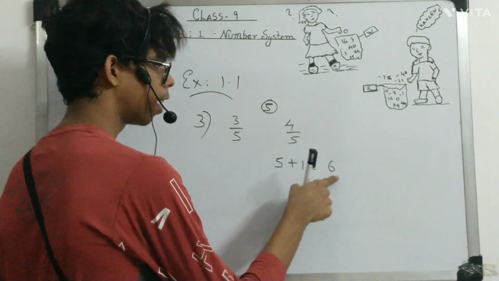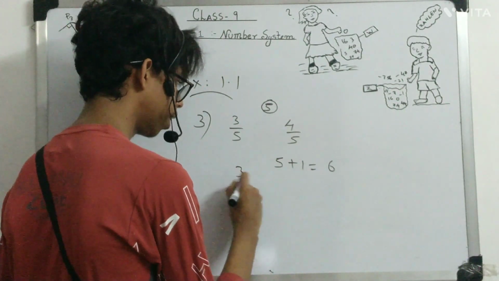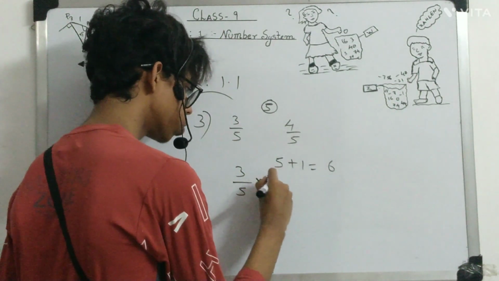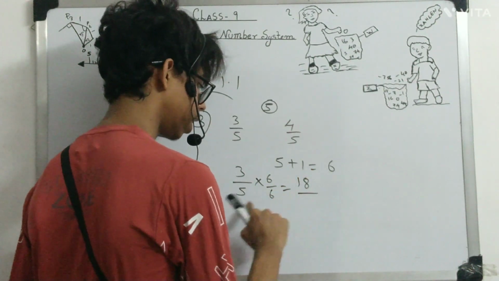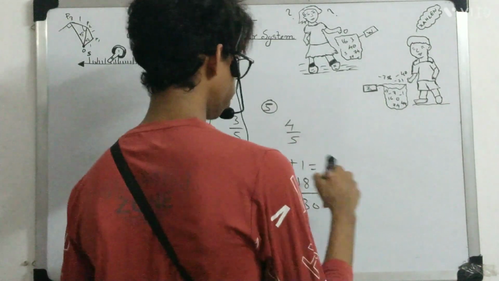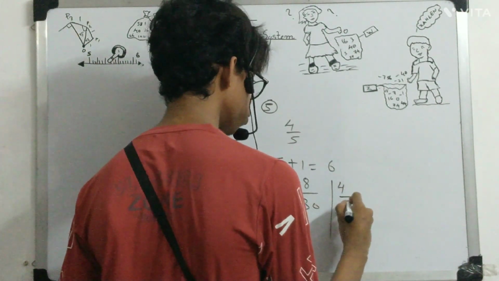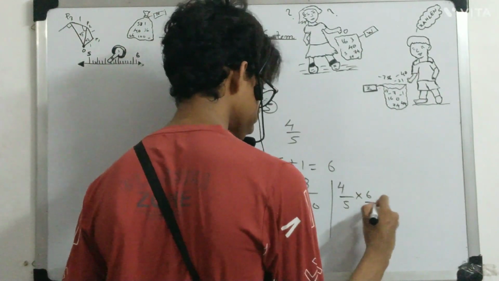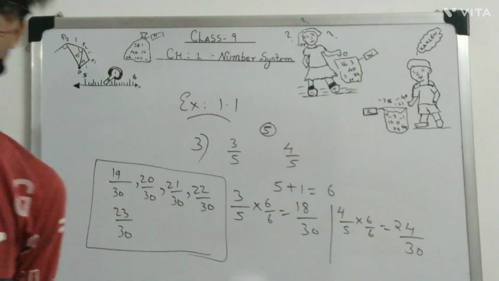Now what should we do? We have to multiply and divide this 3 by 5 with this 6. So I will get 3 by 5 into 6 by 6. So I will be getting it as 18 by 30. 5 6s are 30. Here also 4 by 5 I will be doing. So I will get 4 by 5 into 6 by 6. So 4 6s are 24.